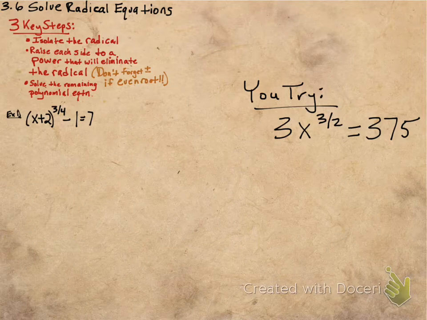The key here is not to forget the plus or minus sign if it's an even root. Just like when we were solving quadratics, if you took a square root of both sides, which is an even root, we would use a plus or minus sign. And then the last step is to solve the remaining polynomial equation.